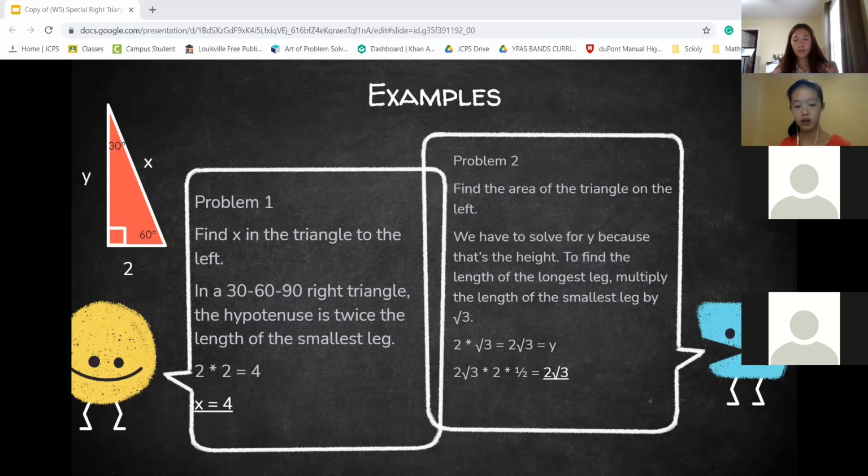So now that we know y, we can solve for the area of the triangle, because that would be 2, the shorter leg, times y, the longer leg. And then you have to multiply by 1/2. Don't forget to multiply by 1/2. So that would be 2 square root of 3 as the area of this triangle.